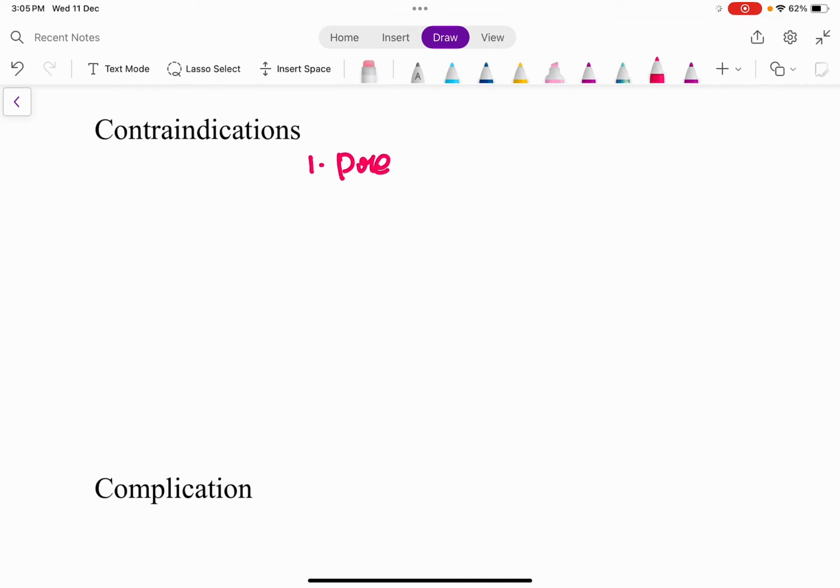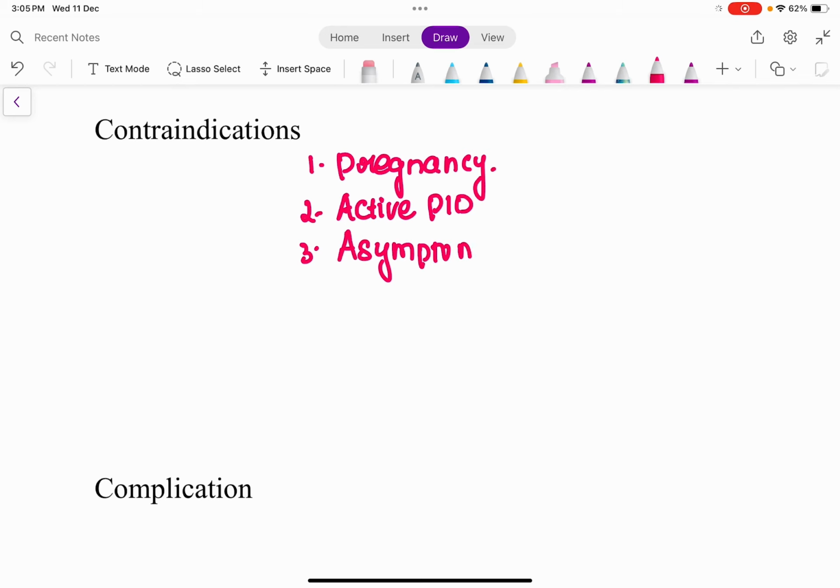And what are the contraindications? Contraindications are pregnancy. If the patient is pregnant now, you cannot do this procedure. And any kind of active pelvic infection, pelvic inflammatory disease, you cannot do this procedure. And if the fibroid is asymptomatic, because there is no clinical evidence that you have to treat an asymptomatic fibroid. Unless the fibroid is symptomatic, and as such it is silent, you need not disturb the fibroid. So asymptomatic fibroid, you need not do anything.